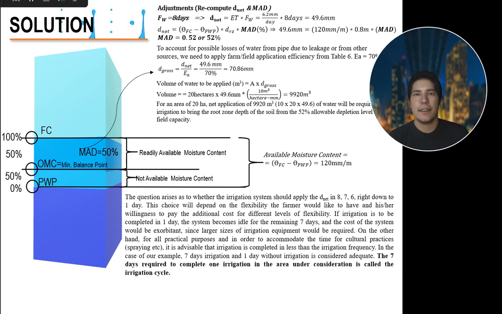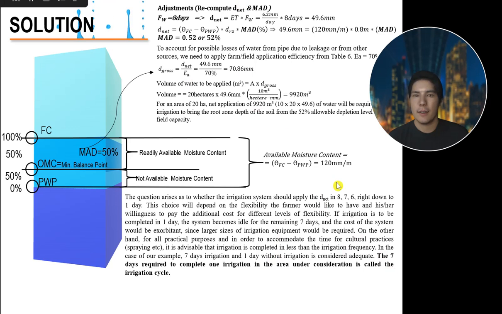So on the other hand, for all practical purposes and in order to accommodate the time for cultural practices such as spraying, etc., it is advisable that the irrigation is completed in less than the irrigation frequency. So in the case of our example, 7 days irrigation and 1 day without irrigation is considered adequate, no? Kasi meron tayong 8 days, di ba? So 7 days mag-irrigate, 1 day wala, no? So adequate pa yan. So the 7 days required to complete one irrigation in the area under consideration is called irrigation cycle.